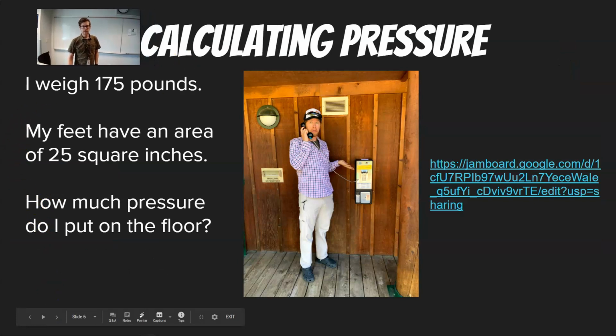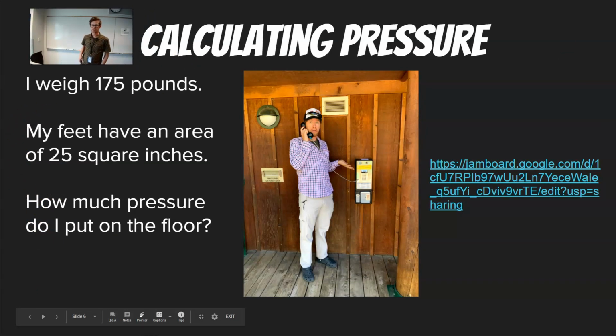Okay, how do you calculate pressure? Here is an example problem that we can use. So let's say I weigh 175 pounds, and my feet are on an area of 25 square inches, right? How much pressure am I putting on the floor, or really the specific parts of the floor under my feet at this time? So let's work that out.